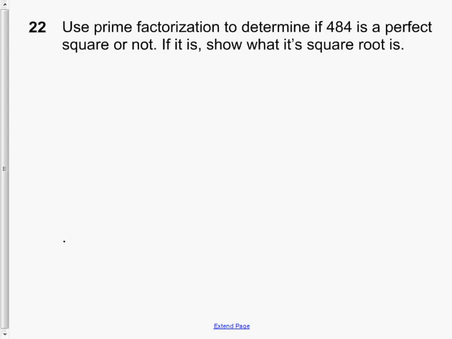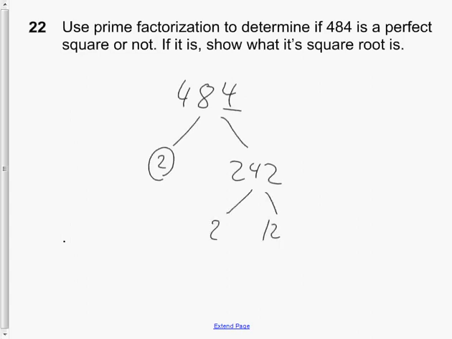Now the next question says use prime factorization to determine if 484 is a perfect square. So again, I'm going to put 484 here. And since it ends in a 4, I know that 2 is a factor, and that will be 242. And since this ends in a 2, I know that 2 can come out of there, and that'll be 121. Some of you left it there, and you forgot that 121 is actually the product of 11 times 11.